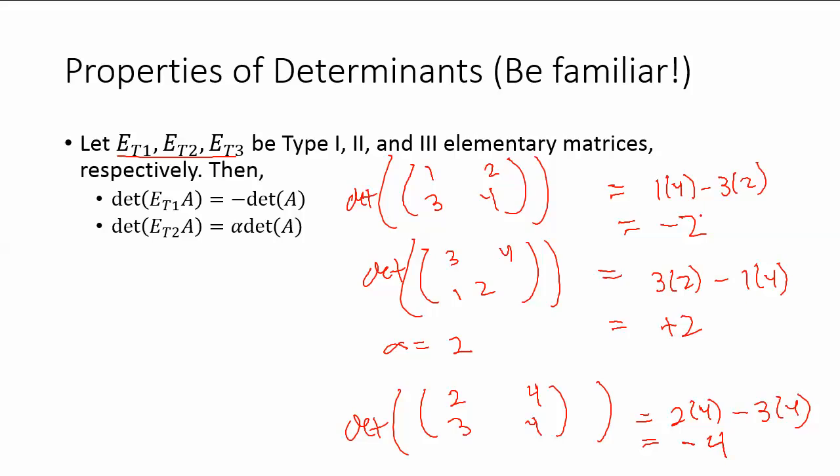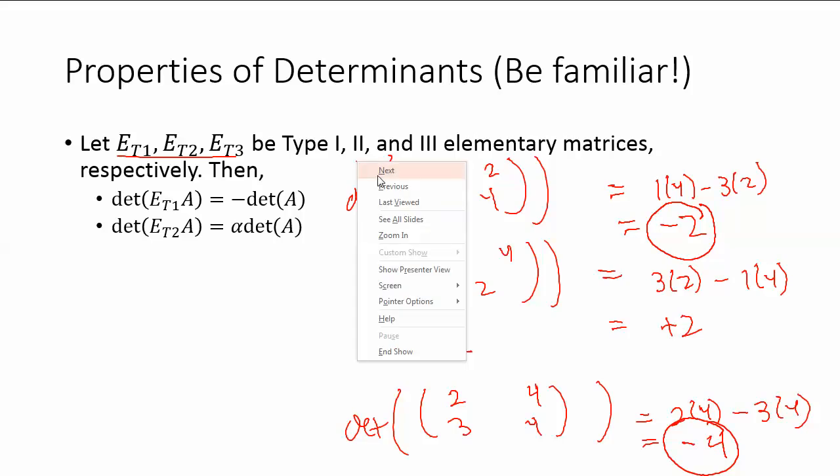And again, look at the relationship between the original determinant and the scaled matrix determinant. One is just twice the other. In other words, if I multiply a row by alpha, the determinant is scaled by a factor of alpha. Pretty nice, right? Pretty simple.